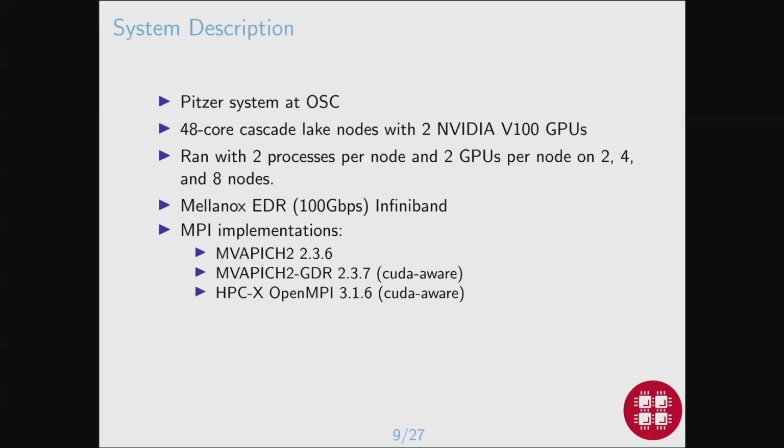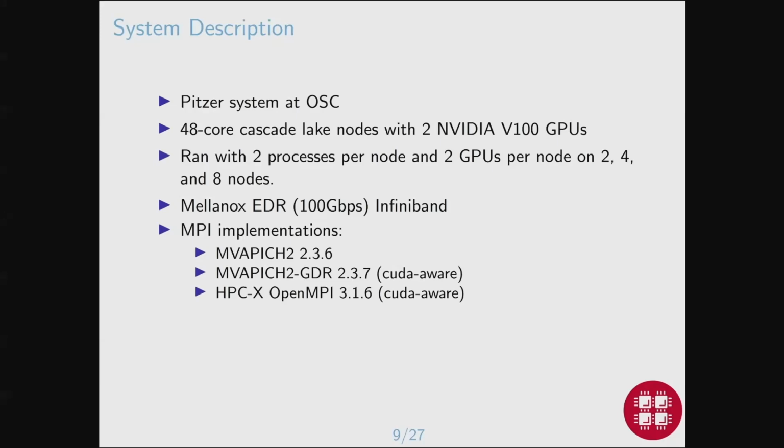Next, a bit more about the system we ran on. The part of the system that these tests were run on were 48-core Cascade Lake nodes. They each have 2 NVIDIA V100 GPUs. We ran with 2 processes per node, so each process had its own GPU that it communicated with, and tests were run on 2, 4, and 8 nodes. The nodes are connected with Mellanox EDR InfiniBand. It's 100 gigabits per second.